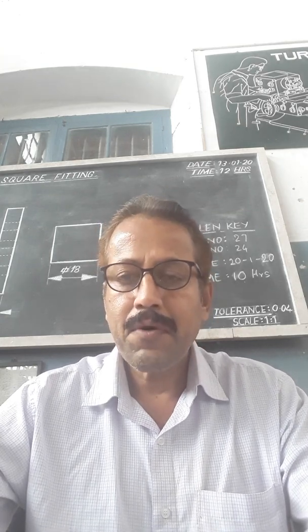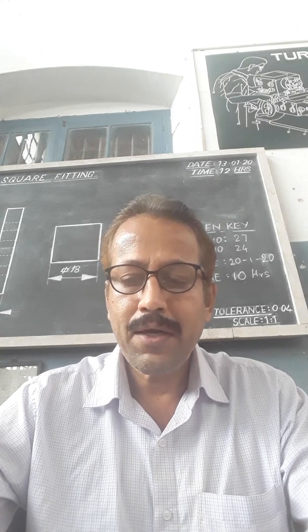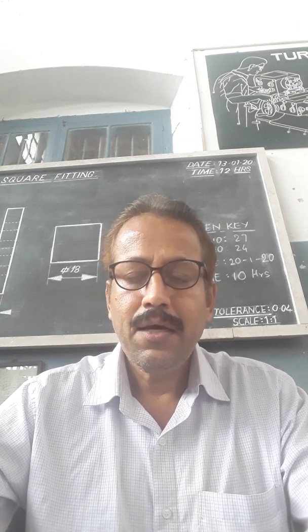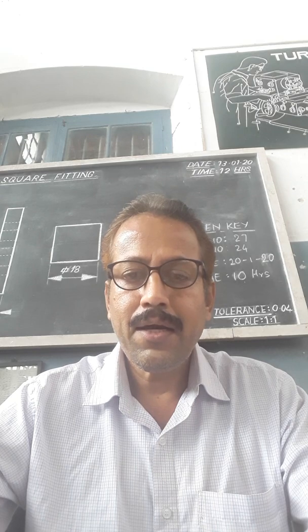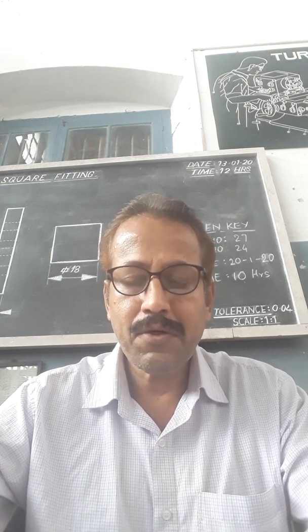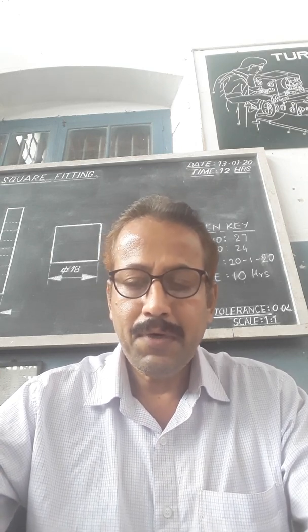This key can be easily withdrawn by hammering, inserting a wedge piece between the head and the shaft, and then the key can be withdrawn and the parts can be dismantled.